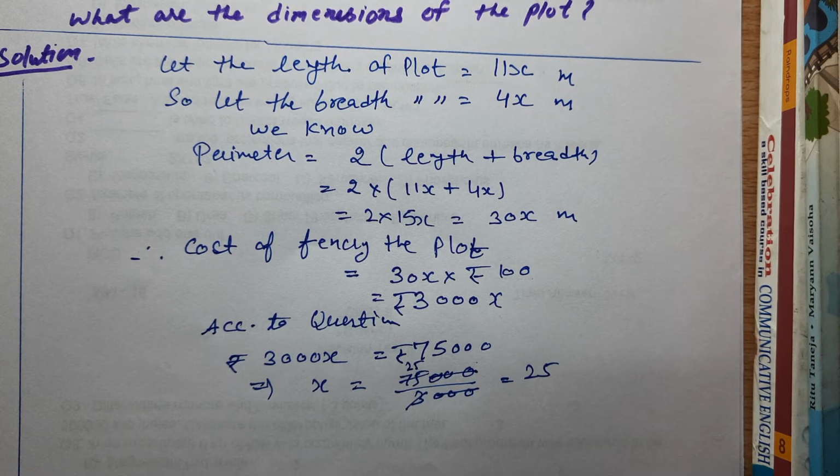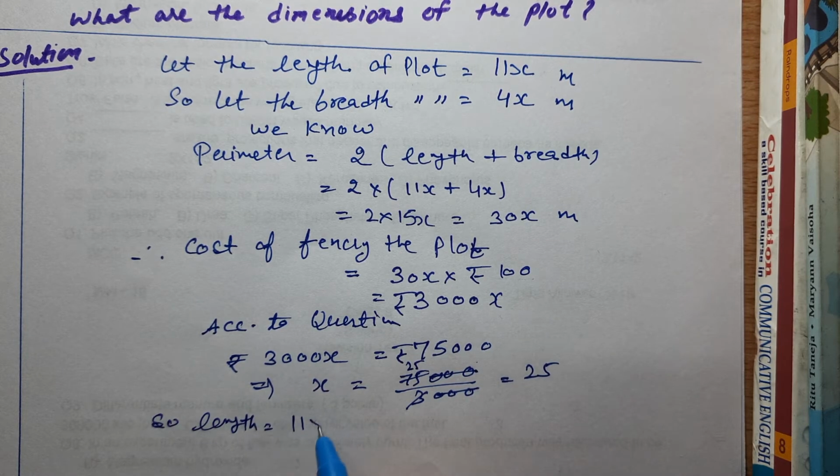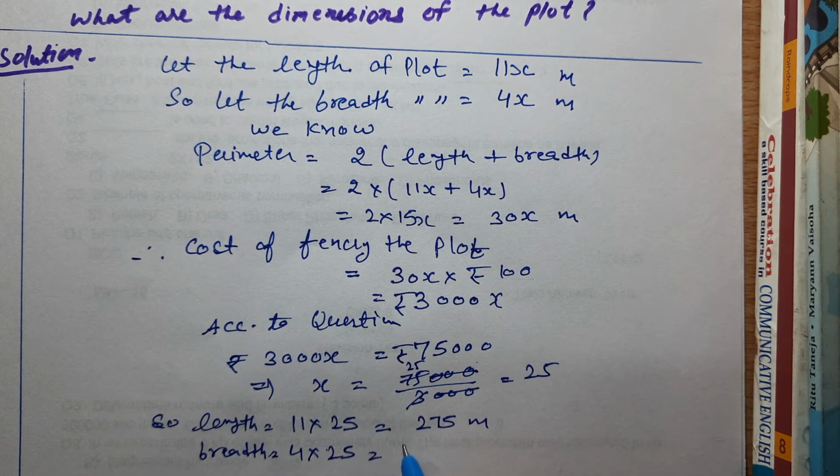And what is x? x is a general variable. So, length of the plot is 11 into x, 275 meters. Breadth is 4 into x, that is equal to 100 meters. So, that is our required answer. Hope this statement is clear to everyone. Just go according to the question and find the value.